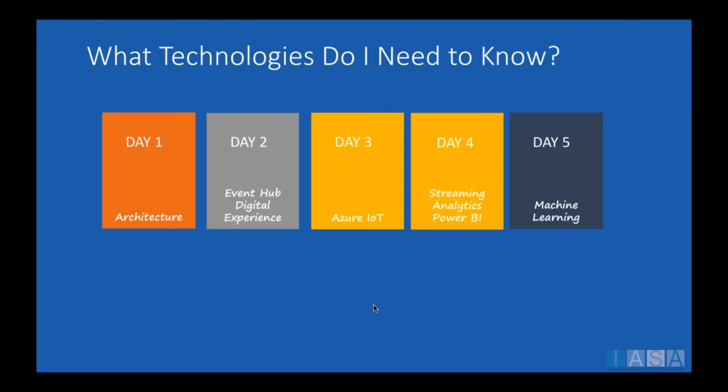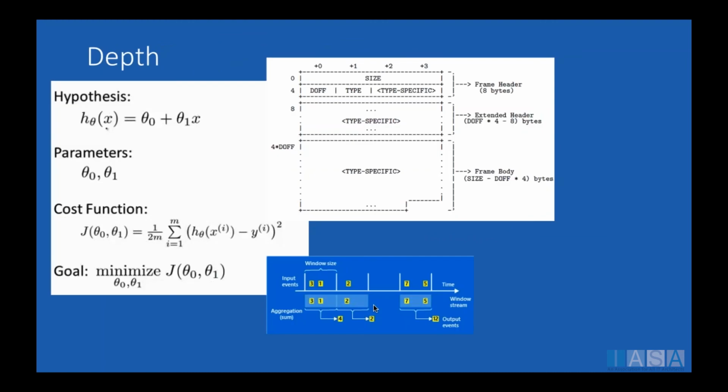We also had to look at things like the digital experience, Power BI, streaming analytics, and machine learning. So in the course of 1 week, you would be covering a whole lot of ground, and you can see on the screen the kind of depth that you could get into. We see here cost functions from linear regressions that we were learning about for machine learning. This is an AMQP frame described. And down here we have some tumbling windows in stream analytics.